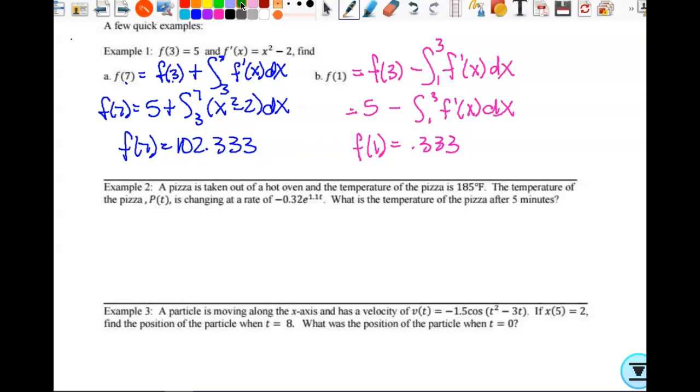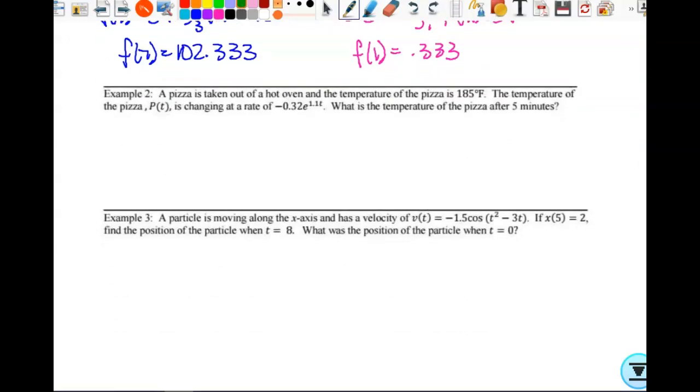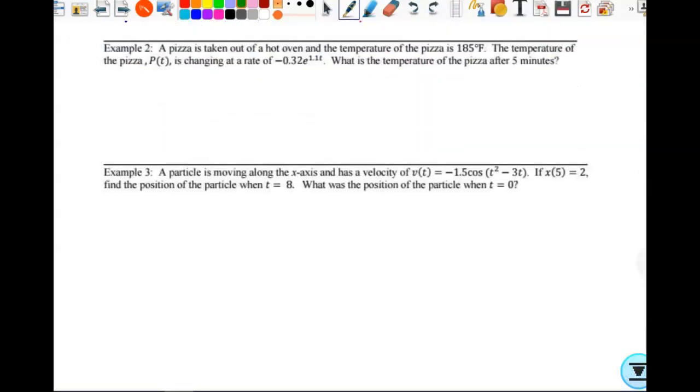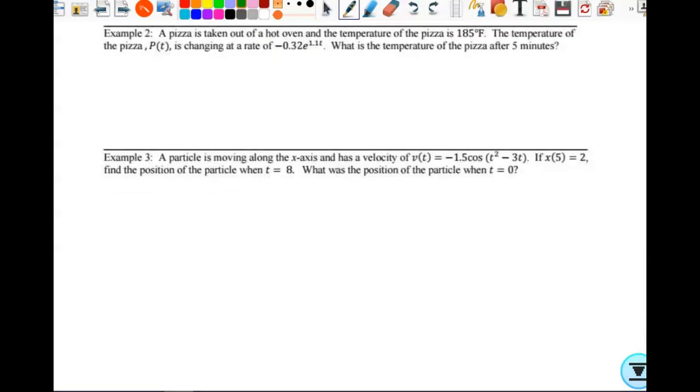Now, these questions can be asked a few different ways. We can be asked for the actual temperature, which is what they're asking me for. We could be asked for the change in the temperature, but what we want is the actual temperature. That means I want the temperature, which is P of 5.